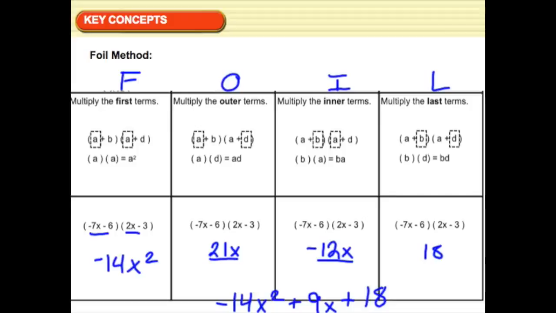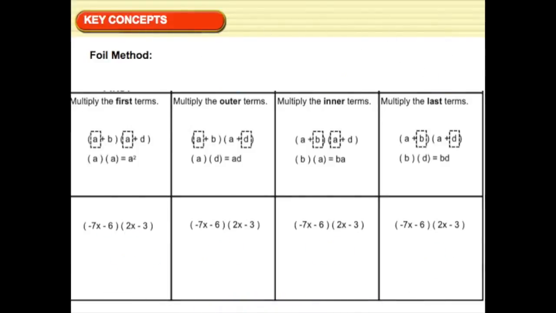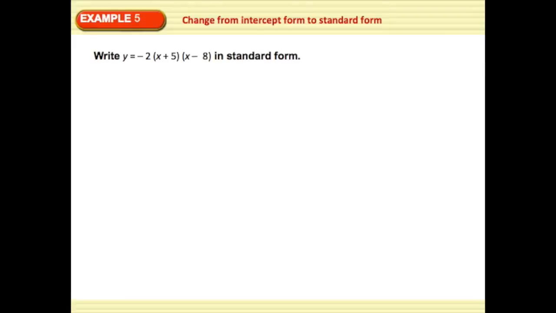Whenever you have a quantity squared or two quantities multiplied by each other, you want to use FOIL in order to work that out. So the examples that we're going to do today talk about rewriting a function in standard form. And we know that standard form is that y is equal to ax squared plus bx plus c. And so that's an important thing for us to remember, that this is our goal.